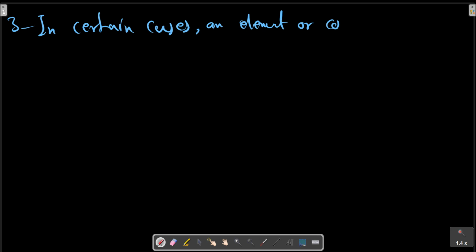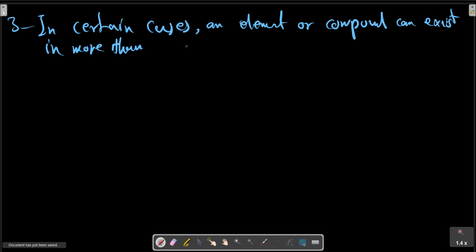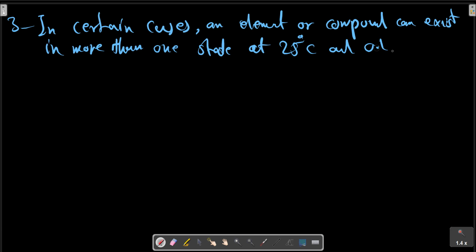And the third one is that in certain cases an element or compound can exist in more than one state at 25 degrees centigrade and 1/10 megapascal. For example, carbon can be in the form of graphite or diamond.